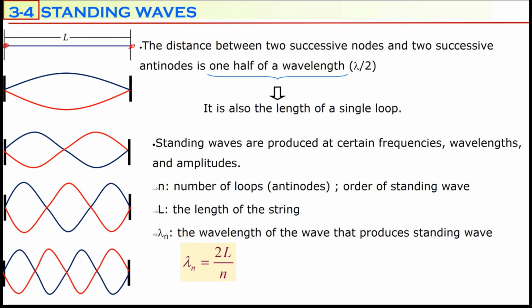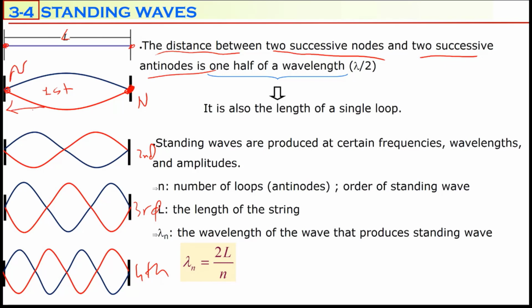The length of the string is L. First order, second order, third order, fourth order. It goes on like this. If you are able to increase the frequency, you can get fifth, sixth, seventh. And we knew that the distance between two successive nodes, or two successive antinodes, is half of a wavelength. That is, this is one node, another node. This separation from node to node, successive, means one after another.